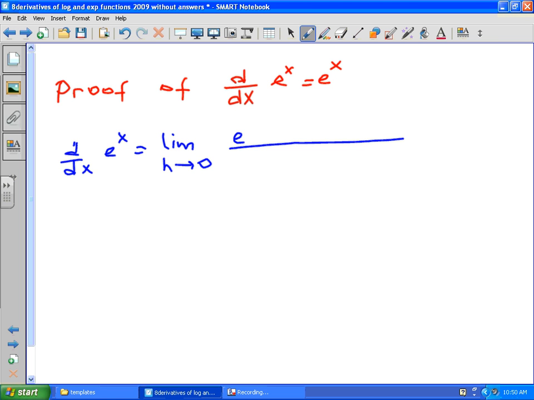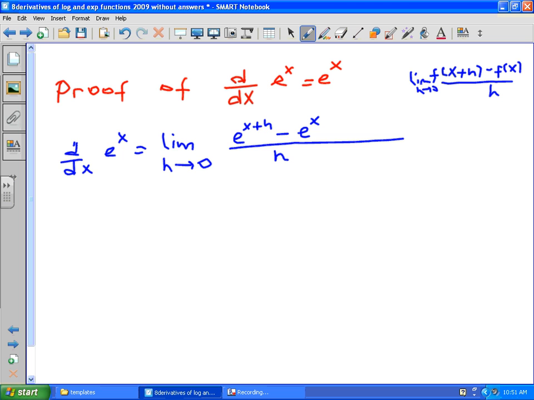e to the x plus h minus f of x, which is e to the x, everything divided by h. Come on guys, you know that's h, right? This is the definition of derivatives. Just to remind everybody, it was f of x plus h minus f of x all over h, limit as h goes to 0. This was the basic definition of the derivative.